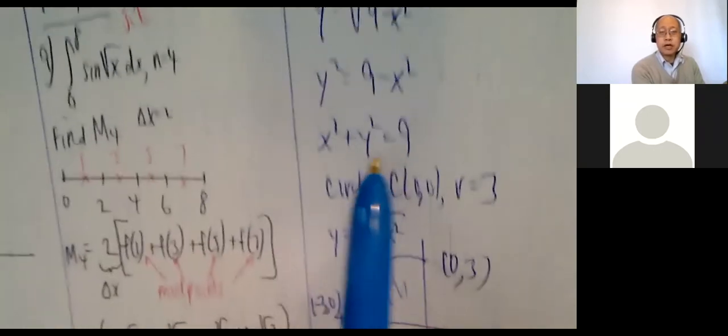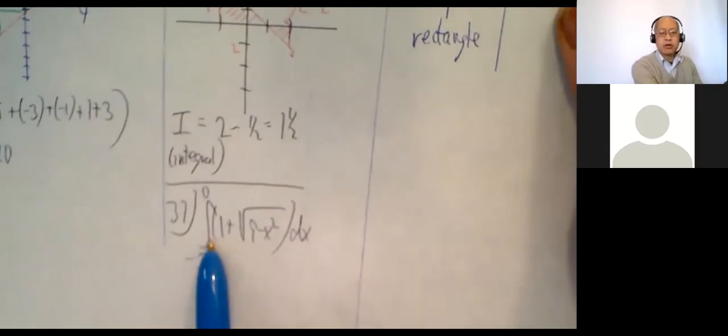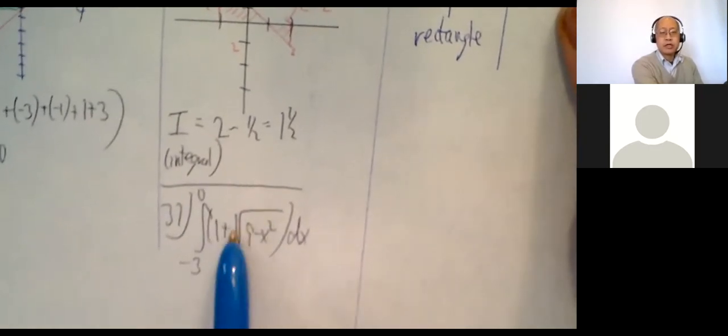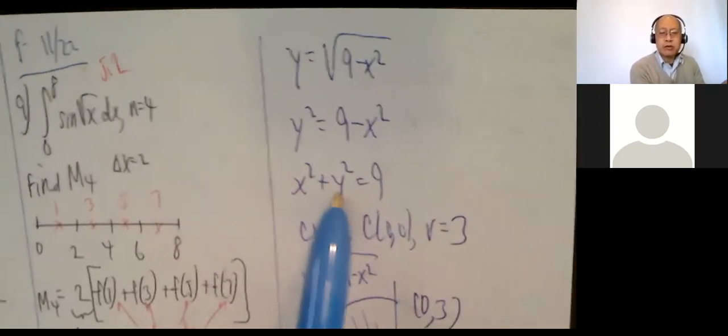Okay, so one more time. Y equals square root of 9 minus x squared. Ignore the 1 temporarily. I know it's there. Square root of 9 minus x squared. A little bit of algebra. X squared plus y squared equals 9. Circle center of the origin, radius 3.